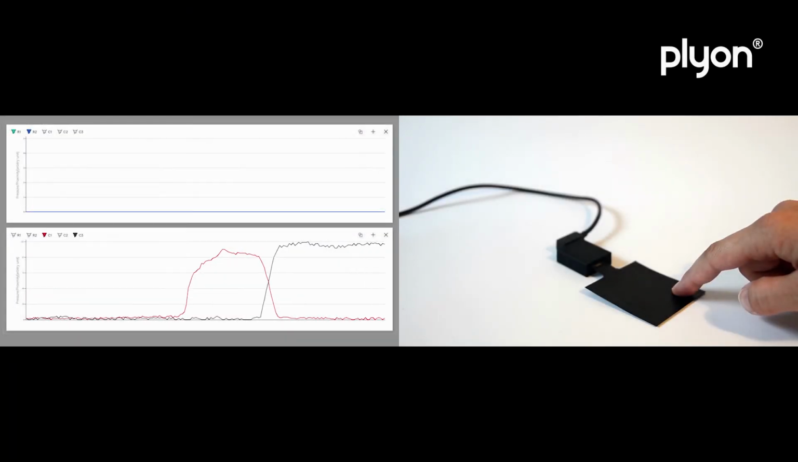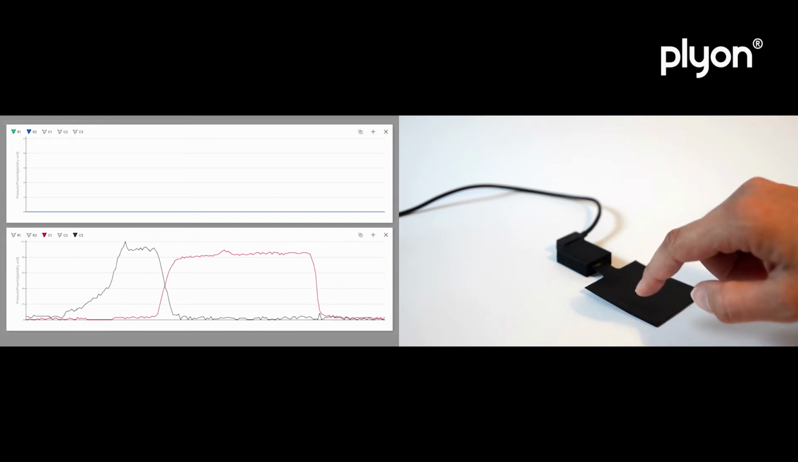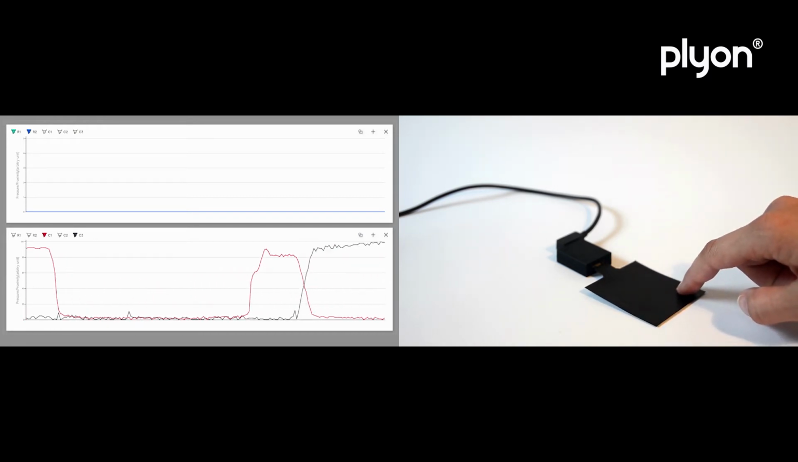Because each taxel is an individual sensing element, as few as two taxels are enough to implement basic gesture interaction, like swiping.